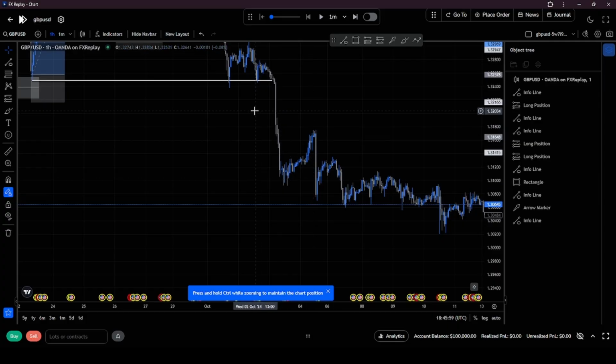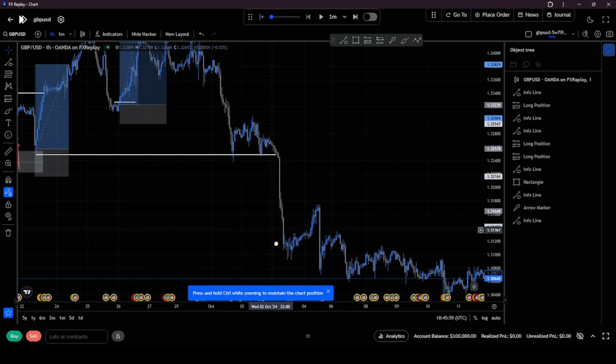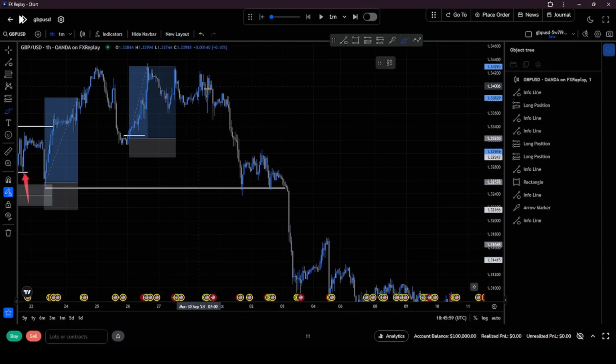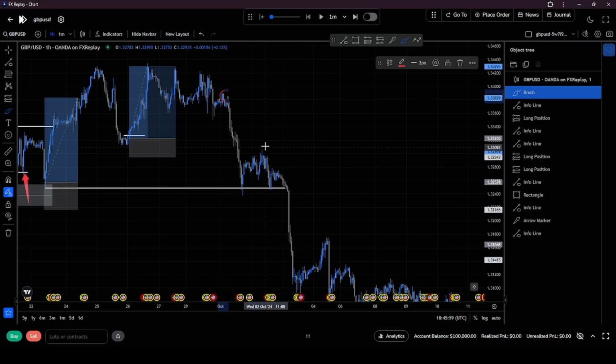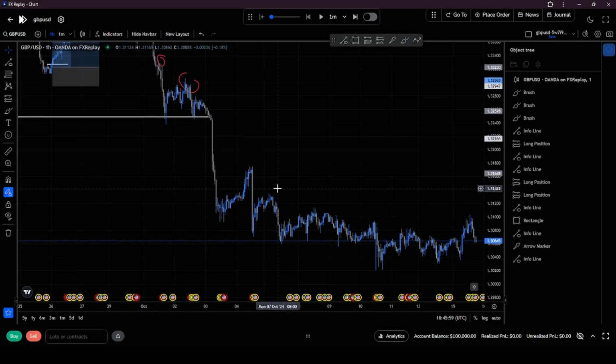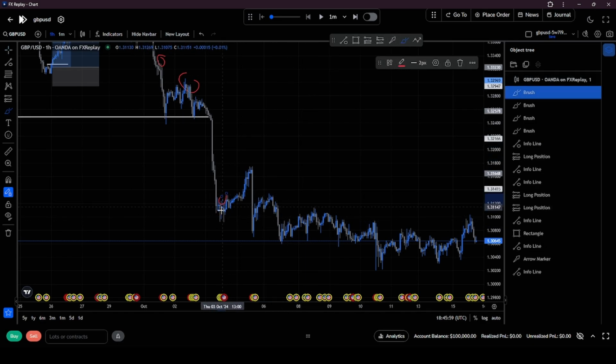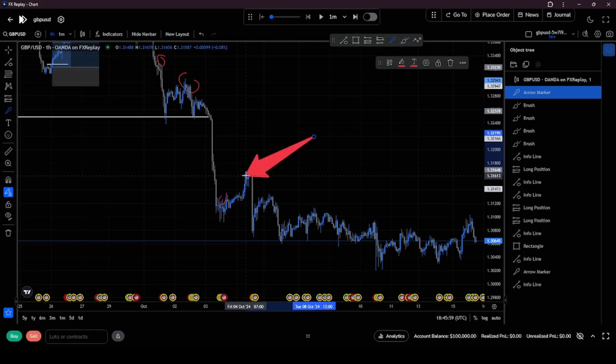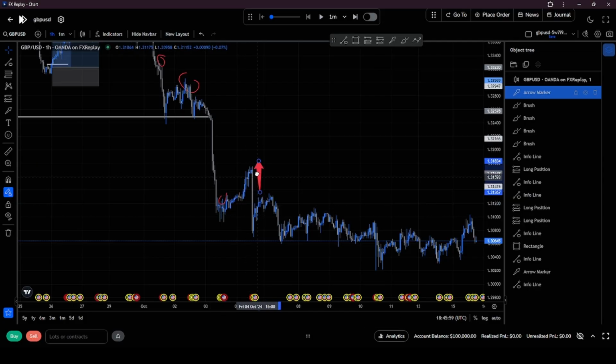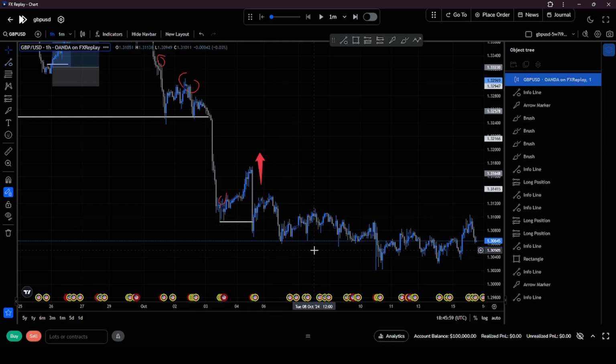So after a change of character, you see we created many pullbacks here, but price didn't sweep any pullback. So after creating this major inducement here, price came back to sweep that major inducement and then break for a valid break of structure.